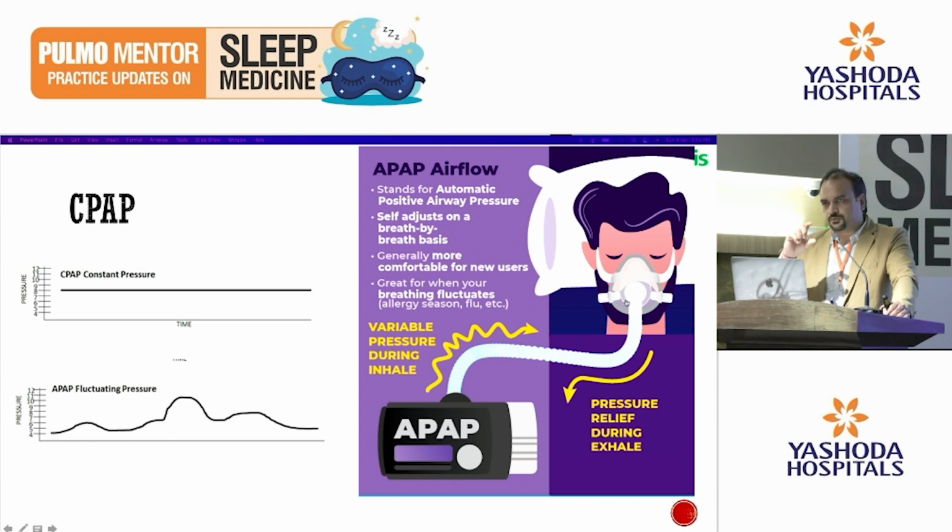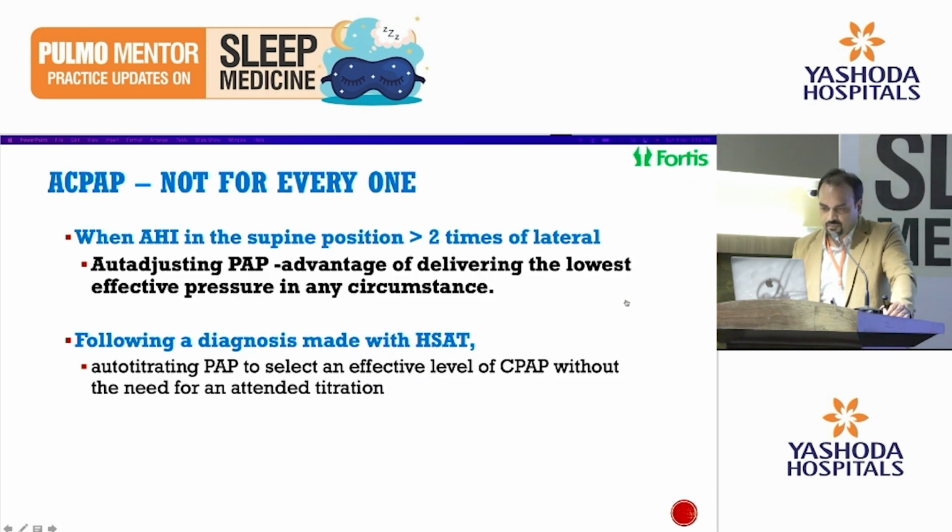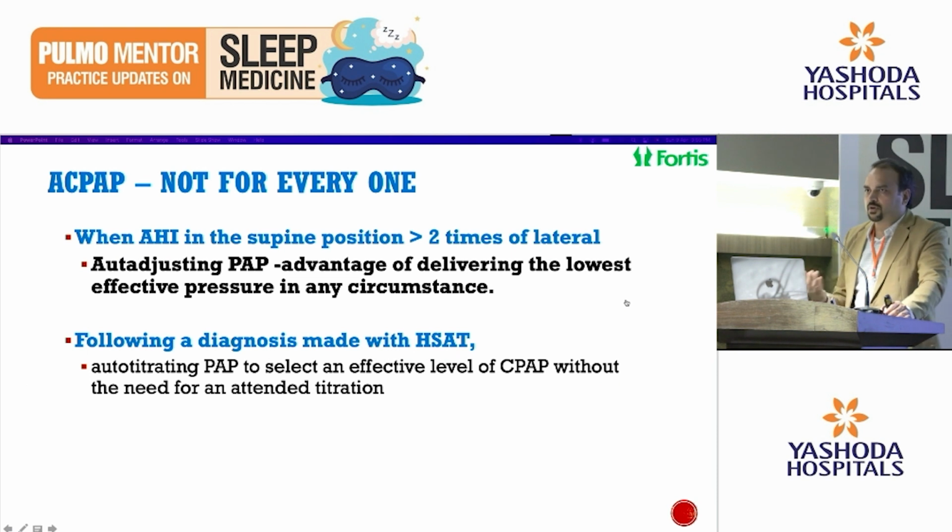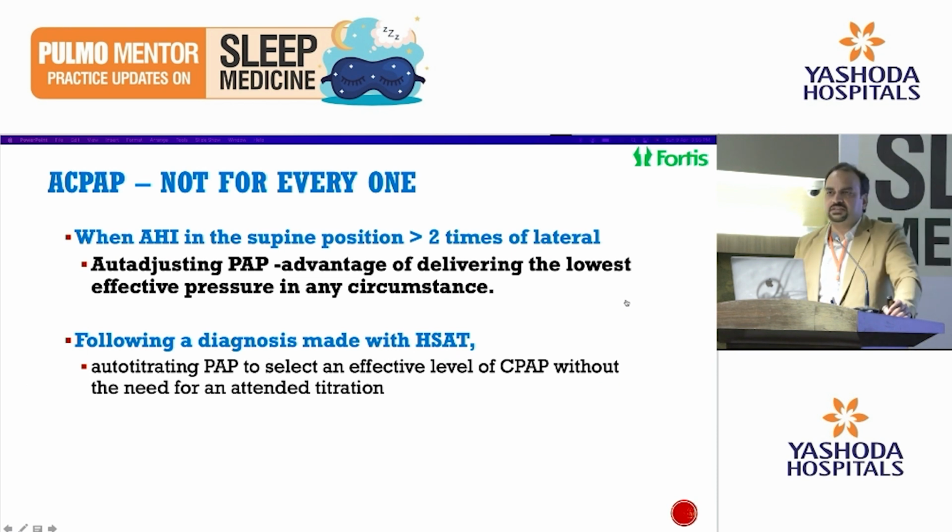So we set a window in this auto CPAP, and the pressure fluctuates in between as per the need of the patient. But it is not for everyone. This is a common practice: as soon as we see that the patient has sleep apnea, we tell them to use auto CPAP with a window of 4 to 20, which is totally unacceptable. And auto CPAP has very limited use.